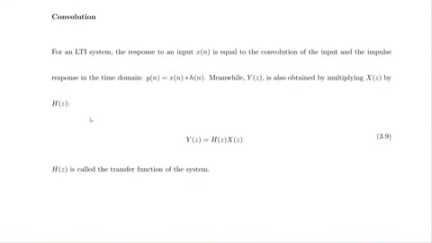for frequency response or for Z transform. Anyhow, convolution. For an LTI system, the response to an input x of n is equal to the convolution of the input and the impulse response in the time domain. y of n is equal to x of n convolved with h of n. Meanwhile, Y of z is also obtained by multiplying X of z by H of z. So convolution in time domain will lead to the multiplication of their z transforms. Okay? H of z is called the transfer function of the system. Right.